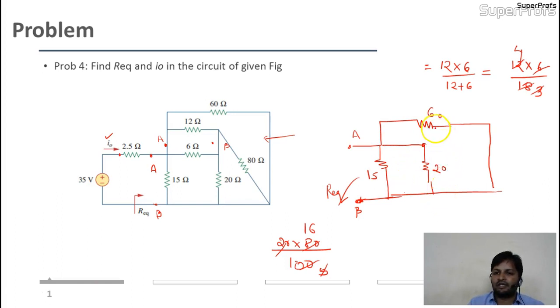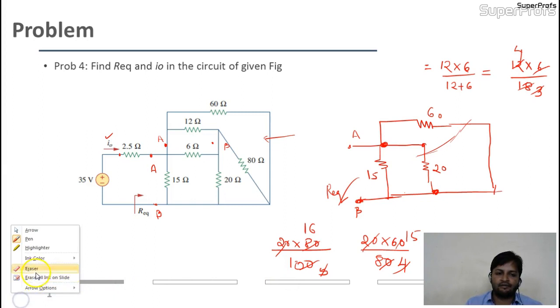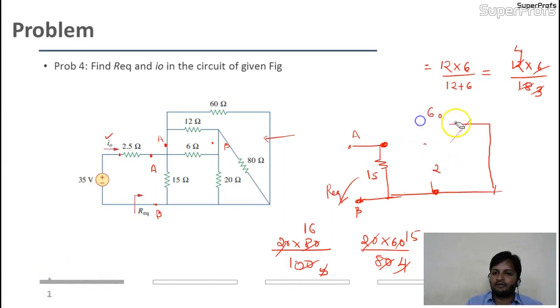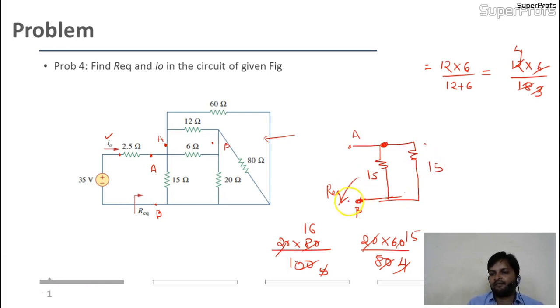Now see this 20 and this 60, these two are connected in parallel. See, ending and starting. Again, the resultant is 20 into 60 divided by 20 plus 60, which means 1200 divided by 80, 15. So this is nothing but 15. I can replace the whole parallel combination of 20 and 60 by 15. Okay, now 15 and 15 you are having in parallel again.